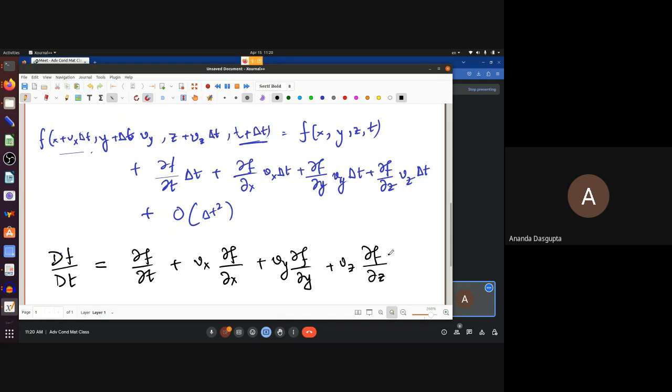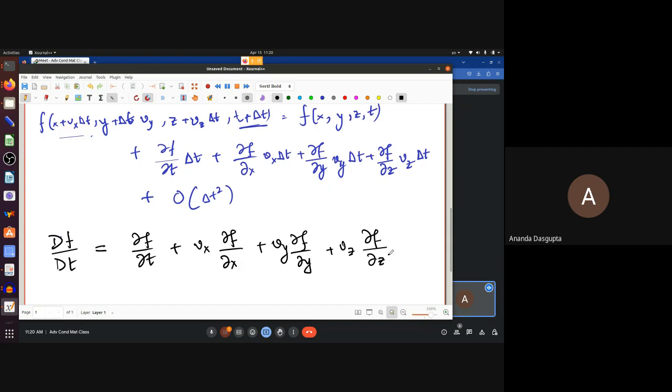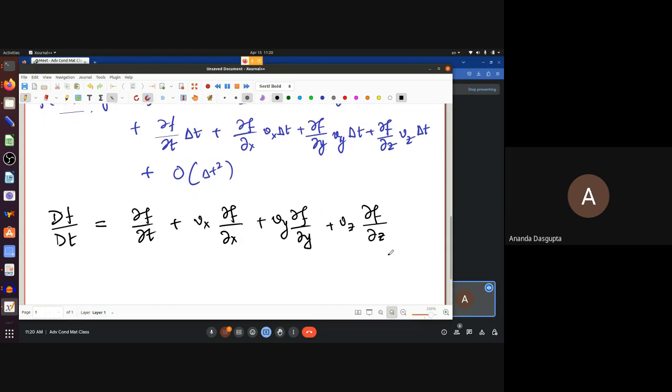So is this clear to everybody? This is going to be central to what our next step is going to be, or what we are going to actually find out later. Clear? Yes, sir. And there's a compact way of writing this, which is, of course, you can write this as del del t plus v vector dot del acting on f, right? v vector dot del is vx del del x plus vy del del y plus vz del del z. Okay?